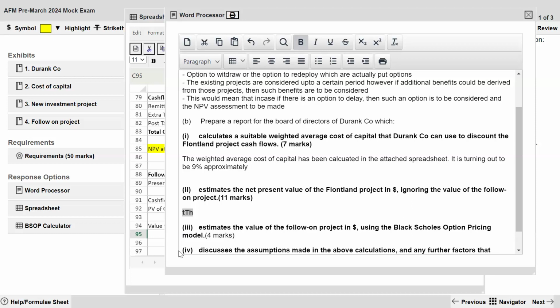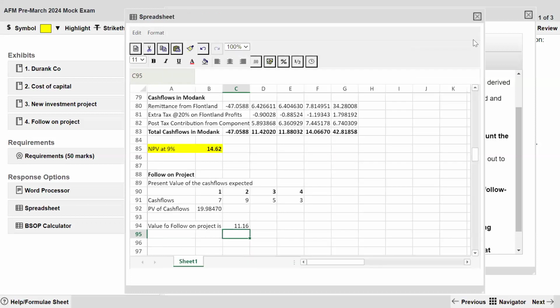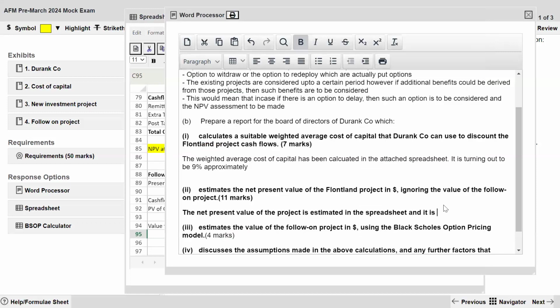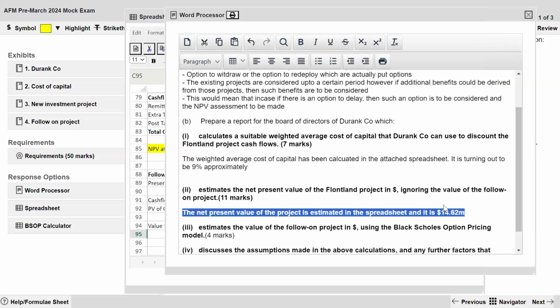R is the risk-free rate. The net present value of the project is estimated in the spreadsheet, and it is $14.62 million.